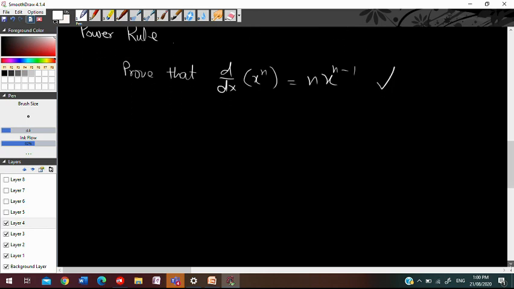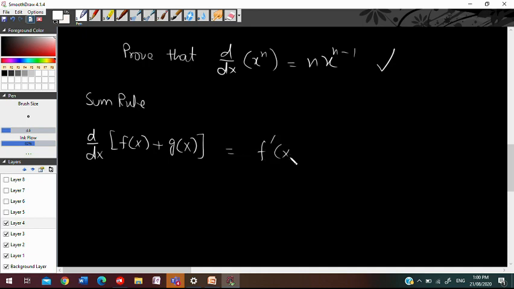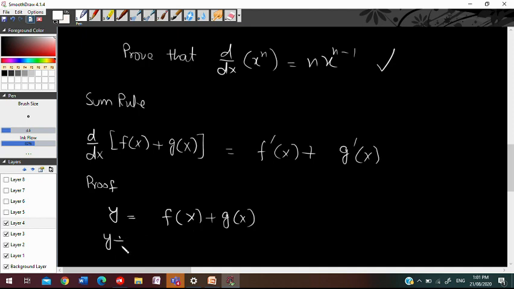Now the fourth one is the sum rule. In the sum rule, we have to prove the statement that the derivative of f of x plus g of x is equal to f prime of x plus g prime of x. So when we start our proof, similarly, the first step is y is equal to f of x plus g of x. The second step is y plus del y is equal to f of x plus del x plus g of x plus del x.